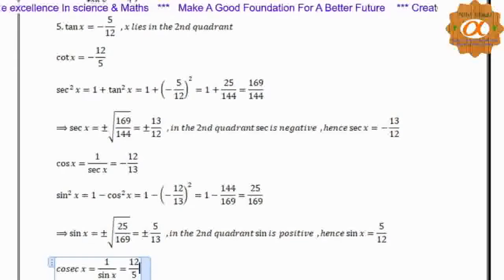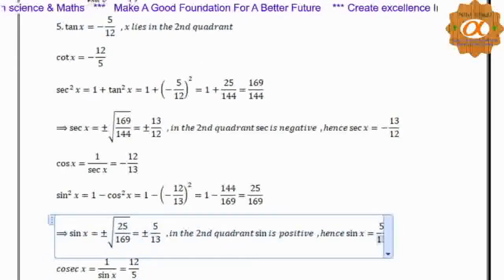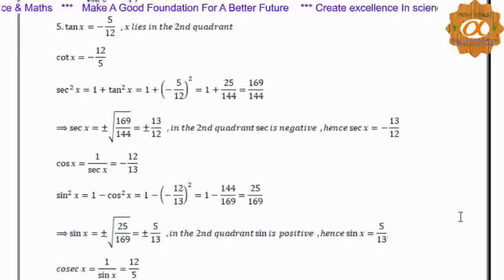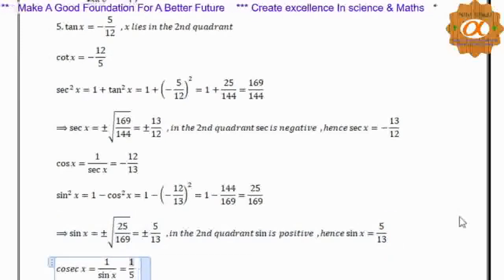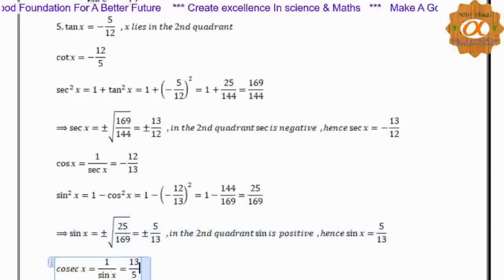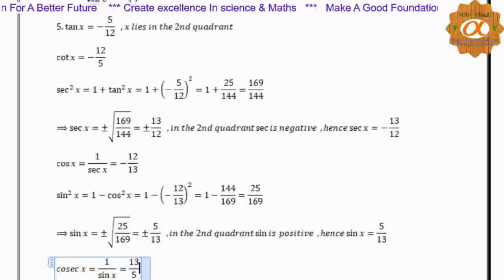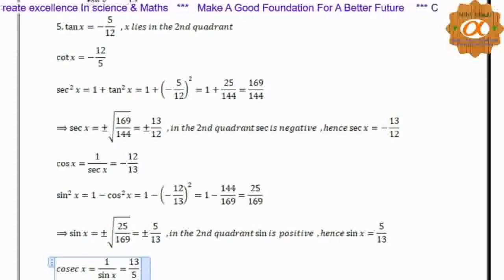Sorry, I have made a mistake here. It is actually 13, 5 by 13. Similarly, it is also 13. Okay, sin x is 5 by 13, cosec x is 13 by 5, cos x is minus 12 by 13, and sec x is minus 13 by 12. Answer.